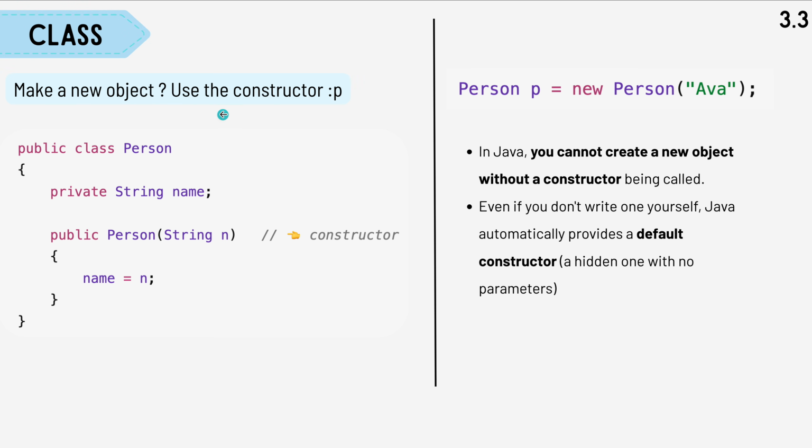Like I was saying, we use the constructor to create an object. You cannot create an object without the constructor. There is a default constructor, hidden, with no parameters, even if you didn't write one.